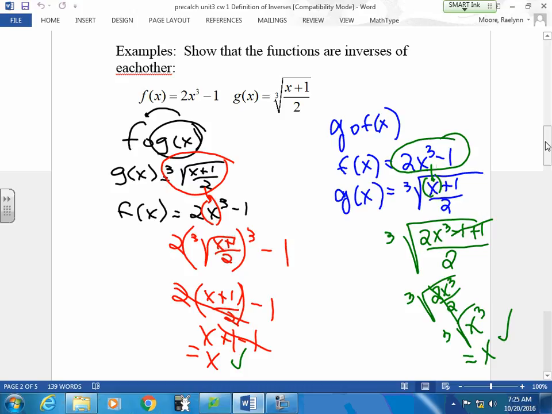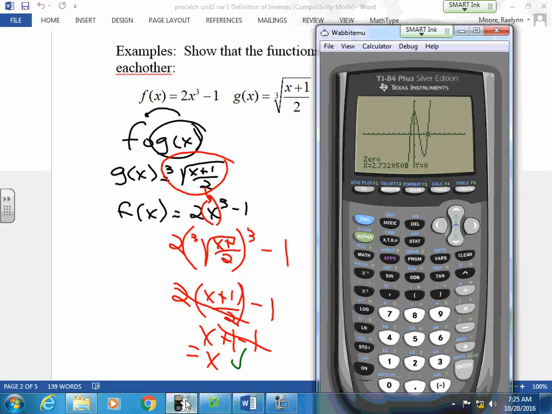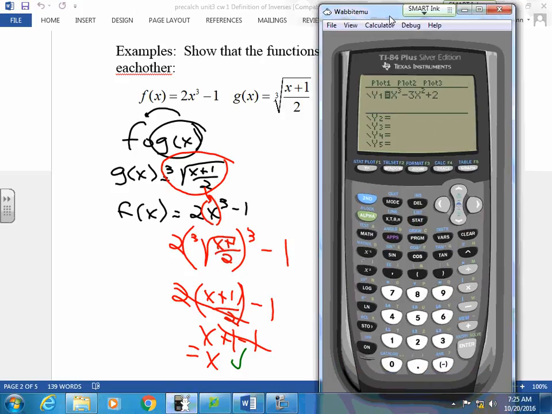Another way we can tell is with your graph. If you take these and you graph them, just like they are, and the third graph, you put the y equals x, you'll see the reflection. Sometimes your graph is a little distorted, so do a zoom 5, and I'll show you the difference. It kind of looks a little bit better. Put these guys in.